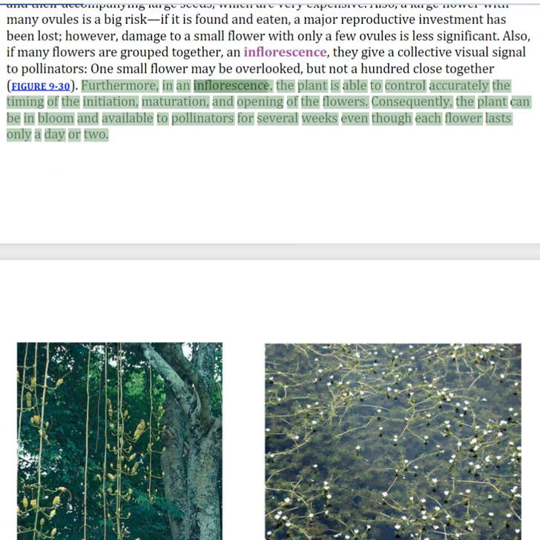Furthermore, in an inflorescence, the plant is able to control accurately the timing of the initiation, maturation, and opening of the flowers. Consequently, the plant can be in bloom and available to pollinators for several weeks even though each flower lasts only a day or two.